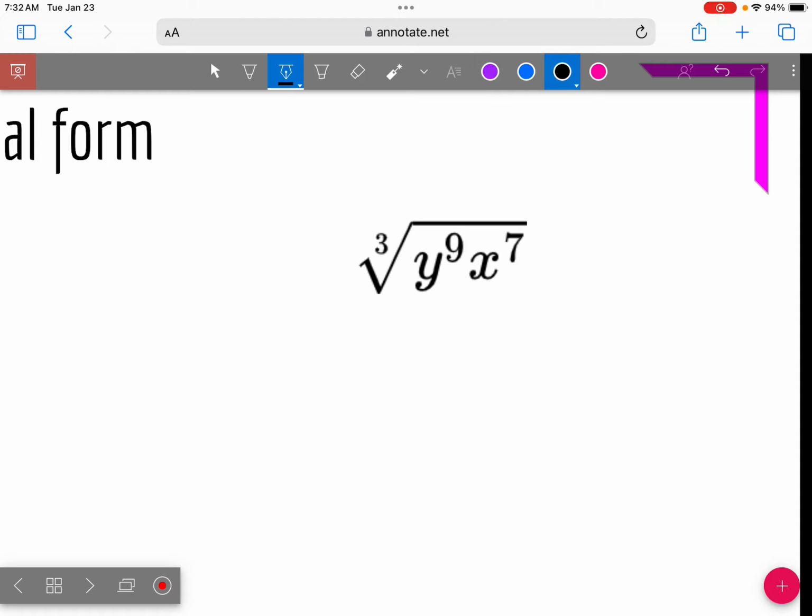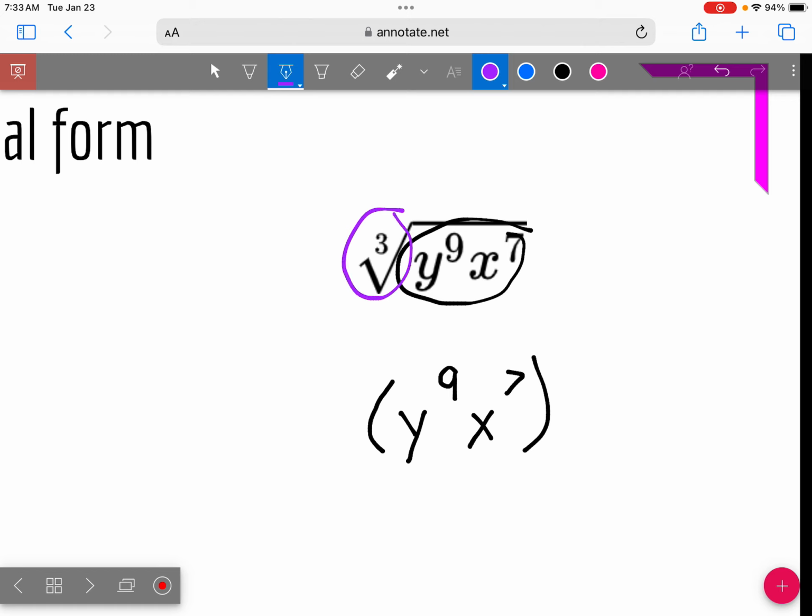Okay, let's set this one up. This is a big chunk. This one we are going to simplify a little bit. So I have the whole chunk of y to the 9th, x to the 7th, being taken to the cube root, which means to the 1/3 power. So you can write it like that, as one big chunk.